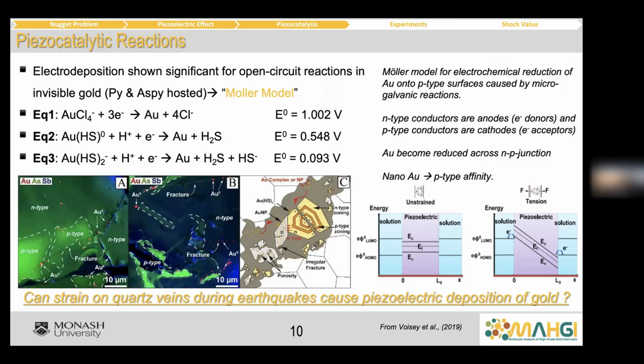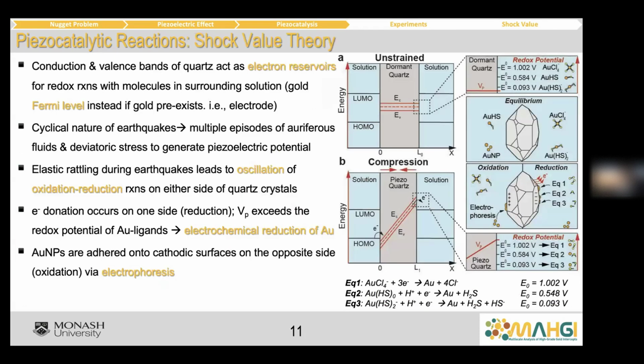So I blamed that on the Moeller model, but that is just an electron transfer to reduce gold through something that isn't strictly a chemical reaction. It's through an electric reaction instead. So when we put it all together, can you strain a quartz vein during an earthquake and have a piezoelectric deposition of gold? That's the question here. So this was what I threw together.